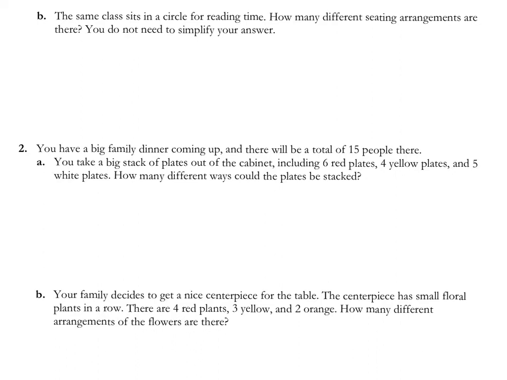So the next problem says, the same class sits in a circle for reading time. How many different seating arrangements are there? Again, you do not need to simplify your answer. So for an arrangement of a group of different objects in a circle, and we're talking about 20 students again, we're going to take 20 factorial, and we're going to divide by 20.